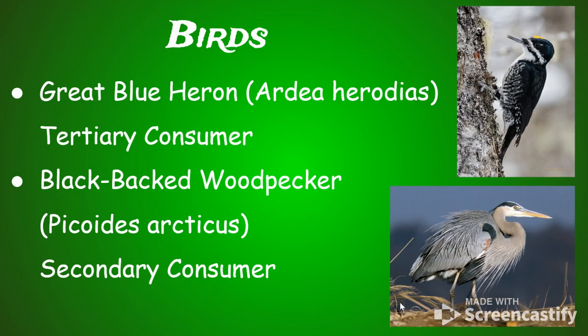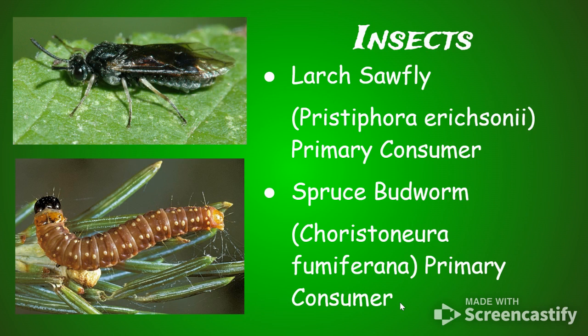There are also lots of birds found in poor conifer swamps. One of them found here is a great blue heron, which is a tertiary consumer because it eats other animals such as birds and even snakes. There are also black-backed woodpeckers, which are secondary consumers. There are a wide variety of insects found in poor conifer swamps too. Large sawflies can be found here, and they are primary consumers. There are also spruce budworms, which are also primary consumers.